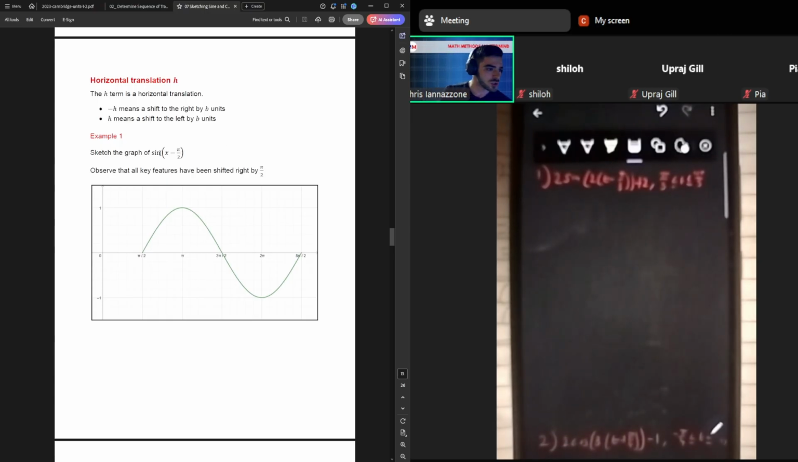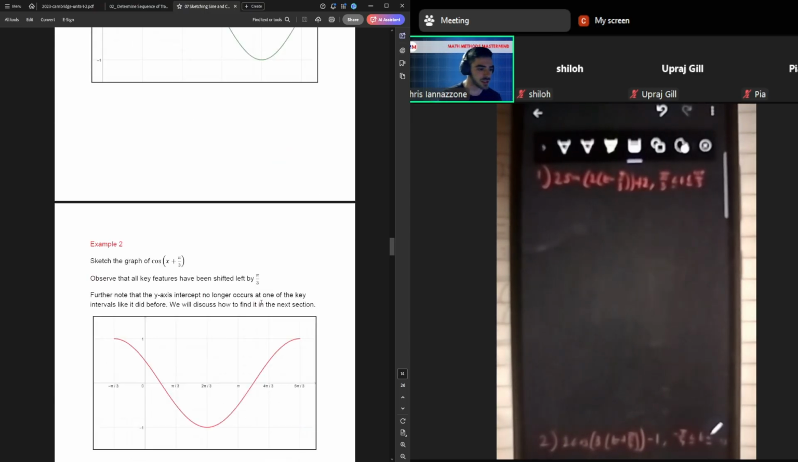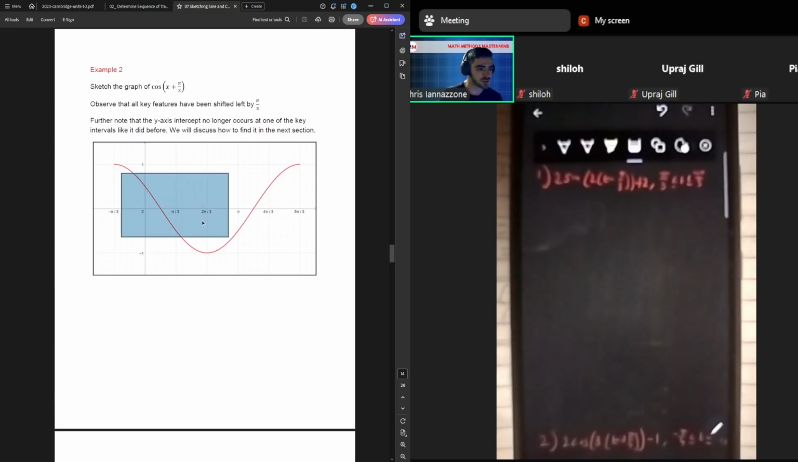First things first, when you have horizontal translations, one of the things that comes up is the fact that your key features, your middles, peaks, and troughs, all need to be shifted in a certain direction. If you have x minus a value, you're going to be shifting all those key features to the right. If you have x plus, you're going to be shifting all those features to the left. So normally when you do your division of the period, when you quarter up that period, you now also have to add or subtract a horizontal translation to accommodate that.